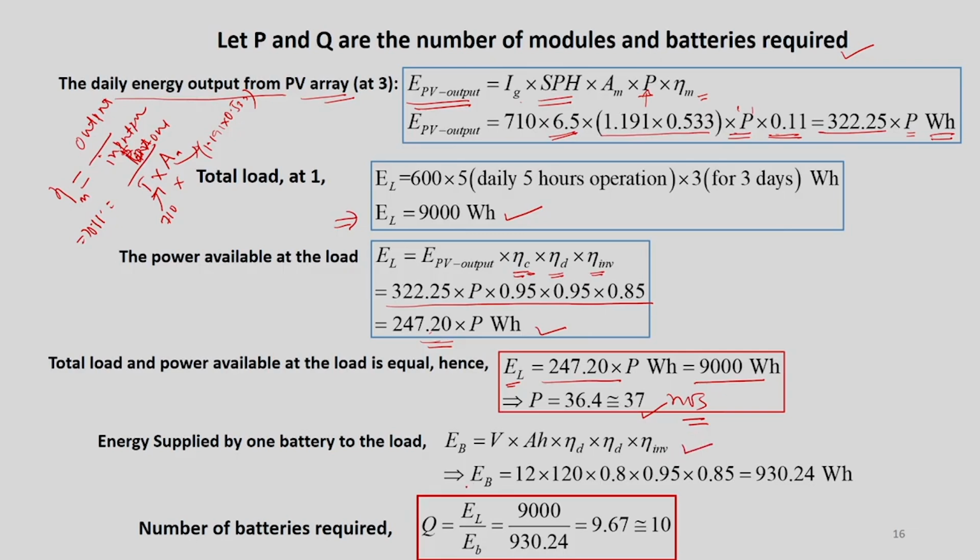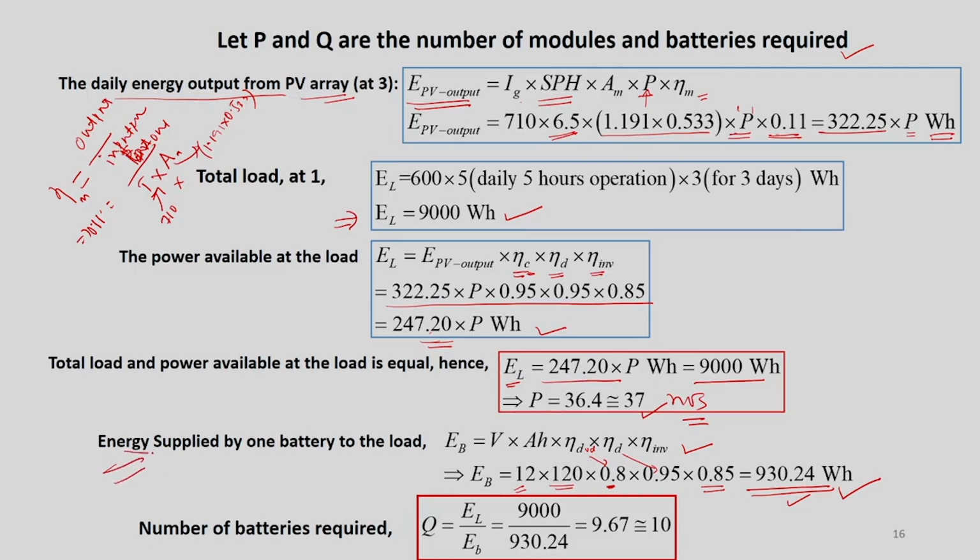Then the energy supplied by one battery to the load, we can calculate something like this, okay. So, we already know 12 into ampere hour is 120, volt is 12 volt, and DOD is 0.8, and discharge efficiency is 0.95 and inverter efficiency is 0.85. So, it is about 930.24 watt hour. Okay.